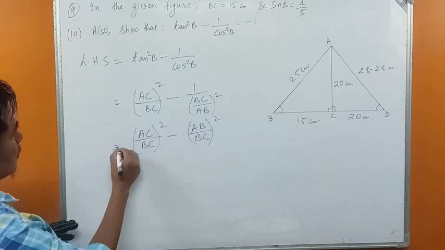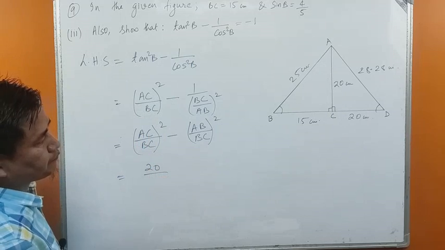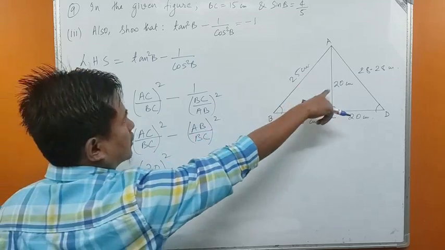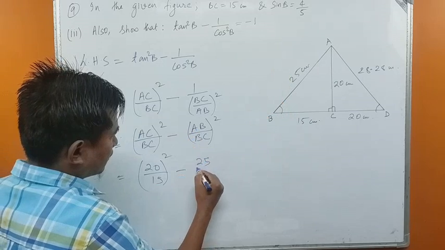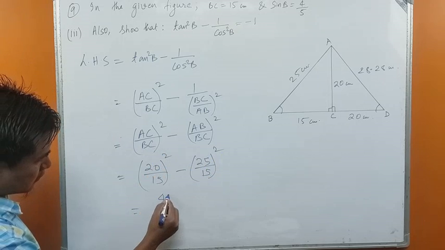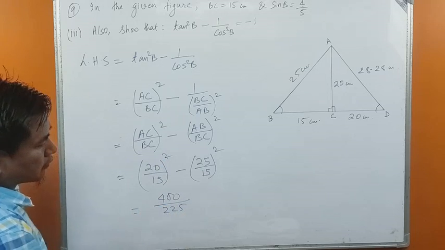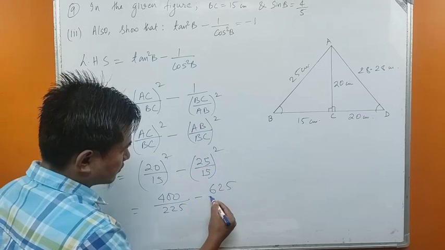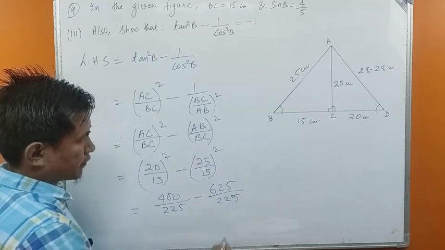Now let us put the values. AC is 20, BC is 15, so 20 upon 15 whole squared, minus AB upon BC, where AB is 25 and BC is 15, whole squared. So 20 squared is 400, 15 squared is 225, minus 25 squared, which is 25 into 25, giving 625, over 15 squared, which is 225.